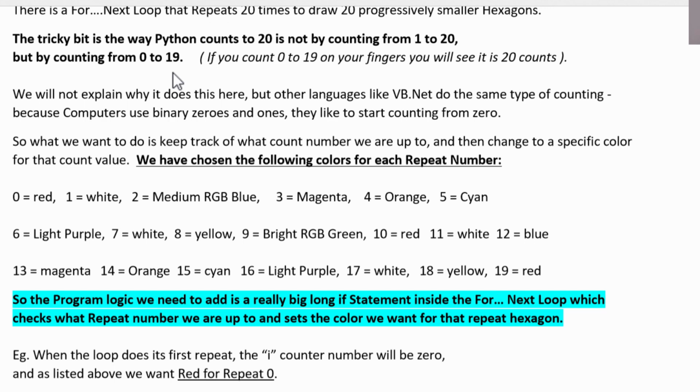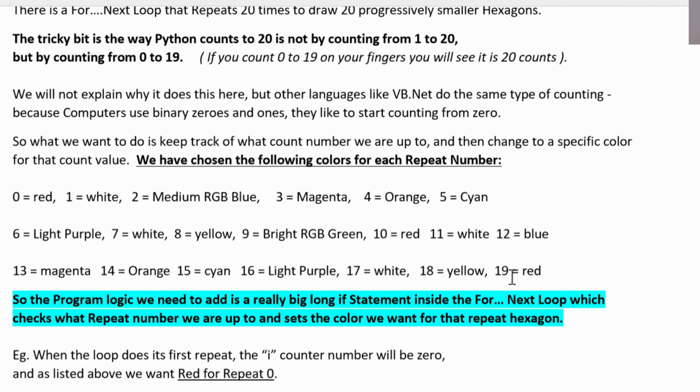And then the tiny little baby one it draws in the middle to finish off isn't hexagon 20, it's actually hexagon 19. So what we want to do here is, when we're on hexagon 0, the big one on the outside, we want that to be red, and then we want to go down 10 units with that size and do a white one, then a medium RGB blue, magenta, orange, our 5th hexagon as we go in and in and in and get smaller and smaller. We want to range through these colors, all right? All the way up to number 19 here, which will be actually the 20th time through the loop.